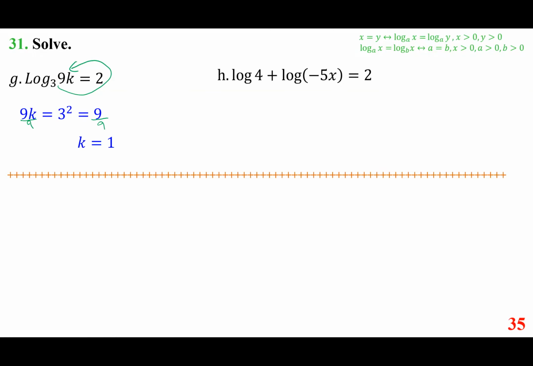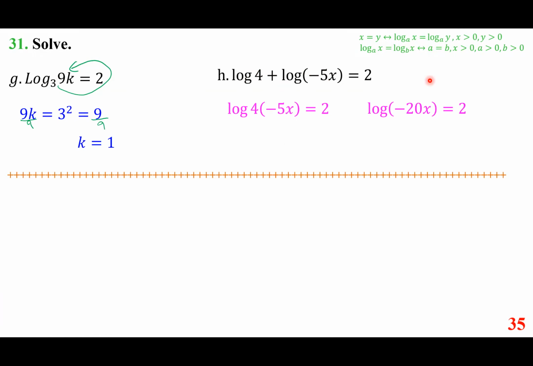To solve this, we're going to combine these two into a single log. That's how you solve when you have a logarithmic equation where one side is log, one side is a number. So log of 4 times minus 5x, meaning log of negative 20x must be 2.